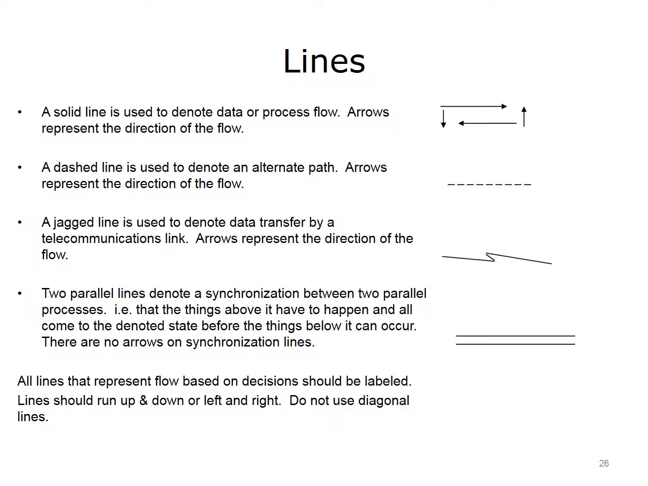Two parallel lines denote a synchronization between two parallel processes, i.e., that the things above it have to happen and all come to the denoted state before the things below it can occur. There are no arrows on synchronization lines. All lines that represent flow based on decisions should be labeled. Lines should run up and down or left and right. Do not use diagonal lines.